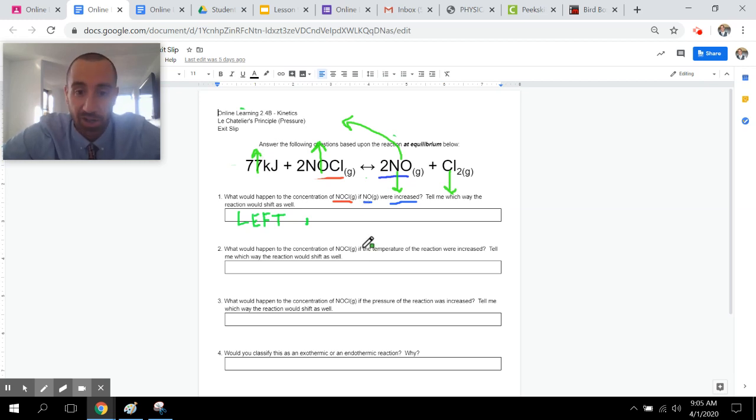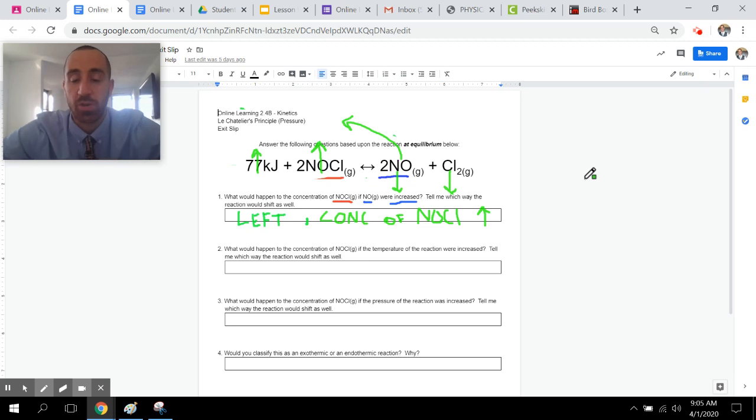So to answer the question, the first part, it's going to shift to the left. Second part, this value of NOCl, the concentration, will increase. So the two things I needed to see in your answer to get it right: the concentration of NOCl will increase. Okay, now I'm going to go over a couple of the responses that I saw. So the concentration of NOCl will increase.